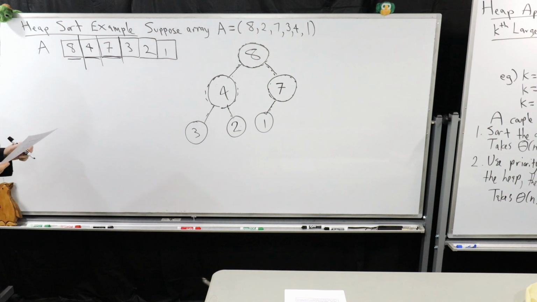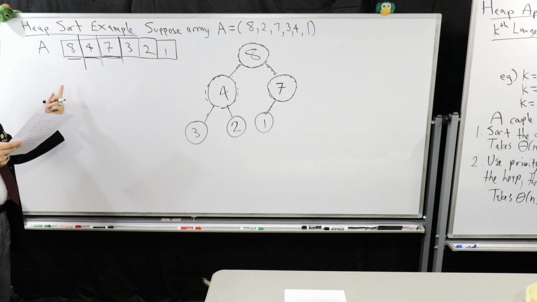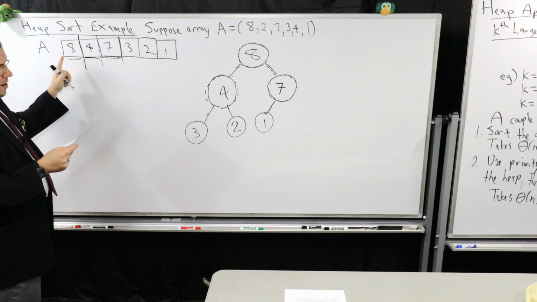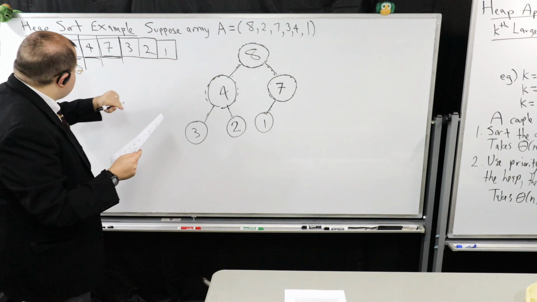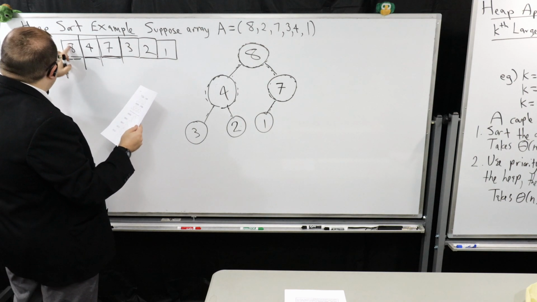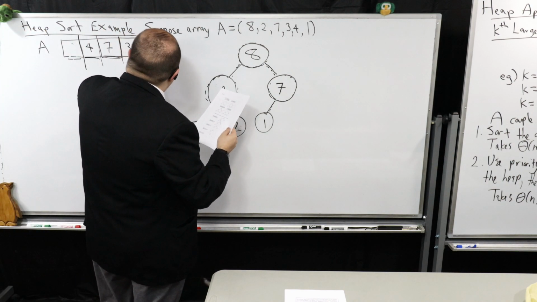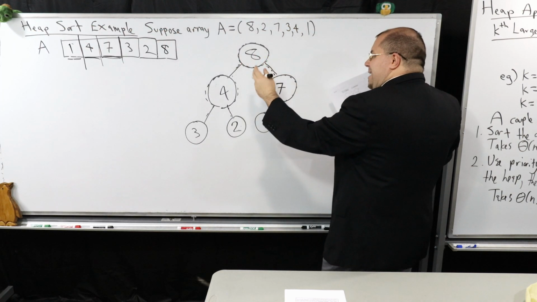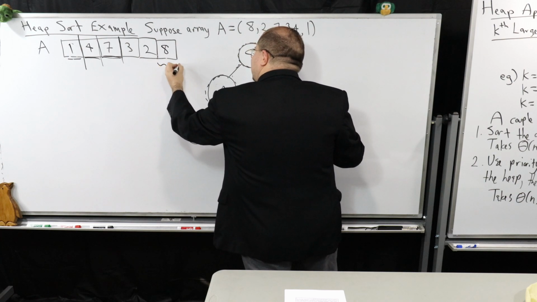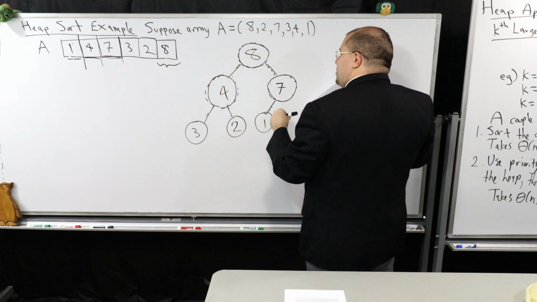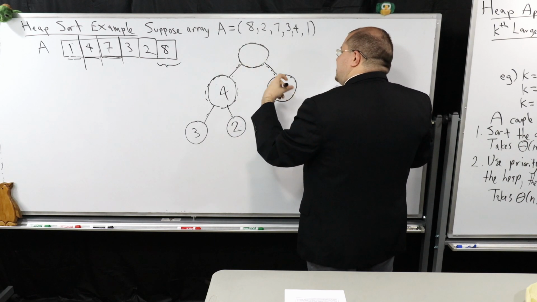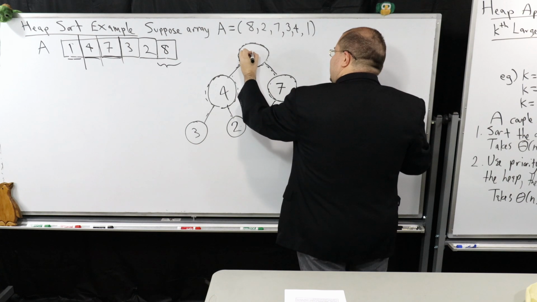So the first thing I would do is, let's see, I start off with 8 here. So I'm going to swap. I'm going to put 8 over here. Now remember, 8 is a part of the partially sorted portion of this heap. So as far as we're concerned, it's gone from the heap. And then what I do is I put the 1 here.